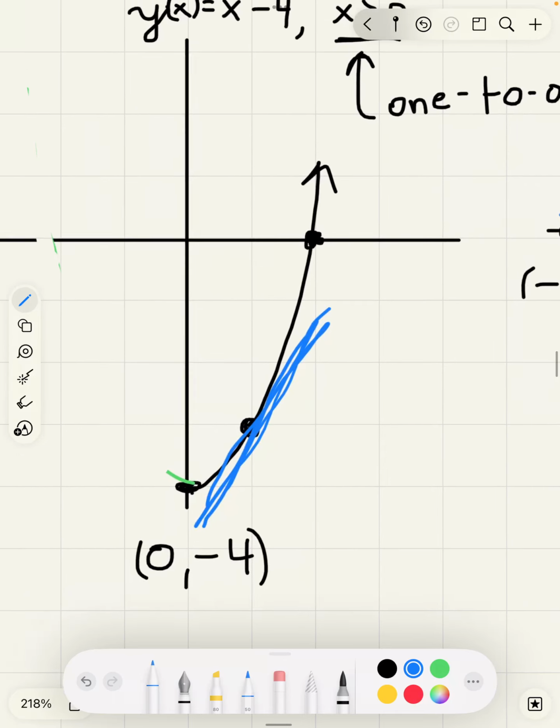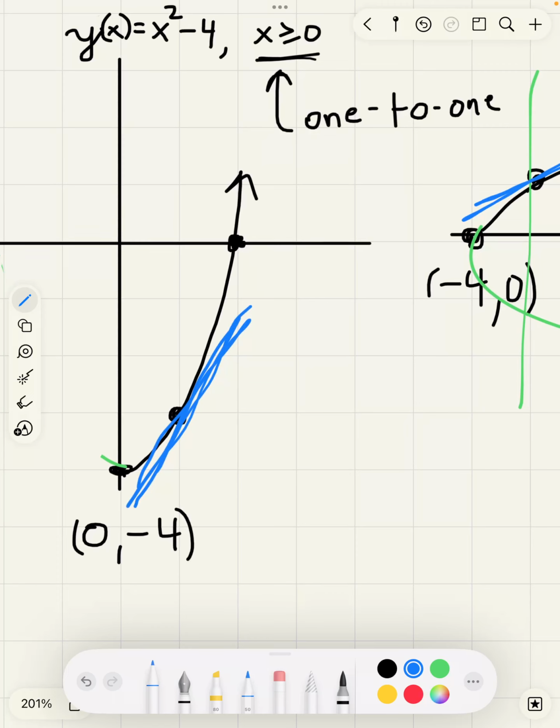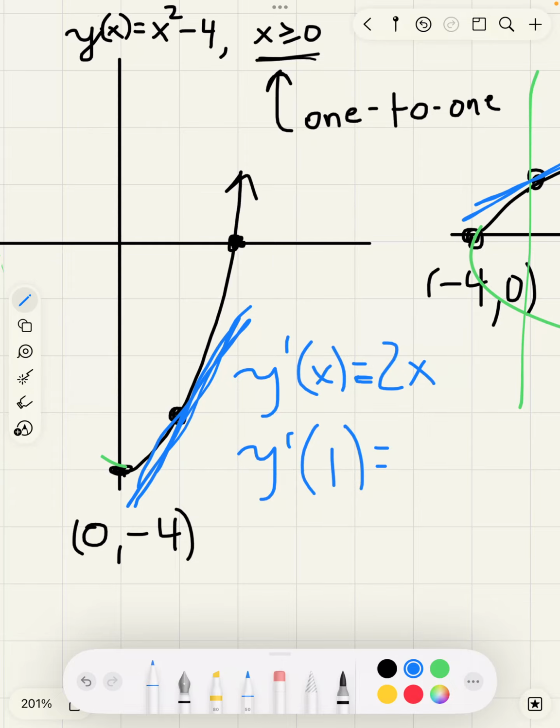So let's look at numerically what they are. For the original function, we can find the slope of the tangent line by finding the derivative, y prime. The derivative of x squared minus 4 is just 2x. And if I want the slope of this particular tangent line, we're going to use x equal to 1. So that has a slope of 2.